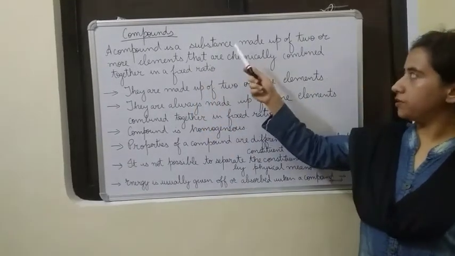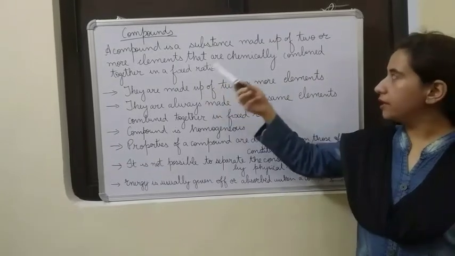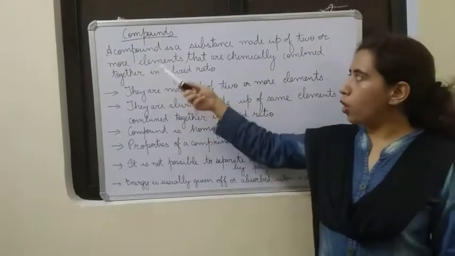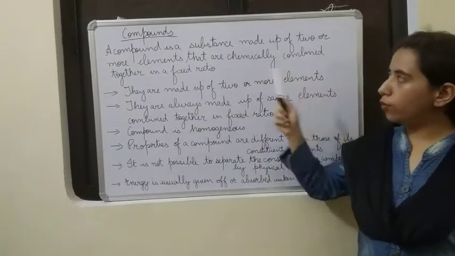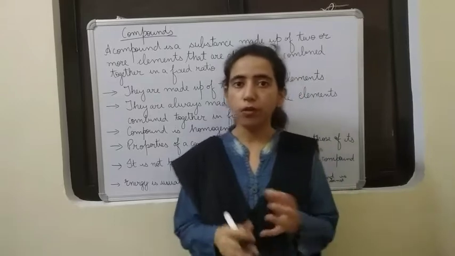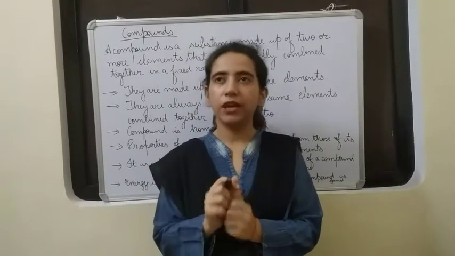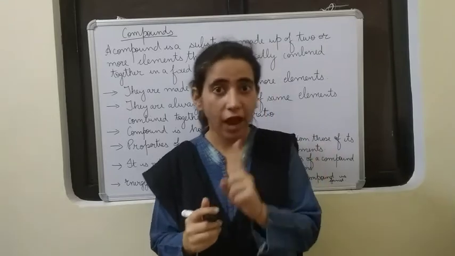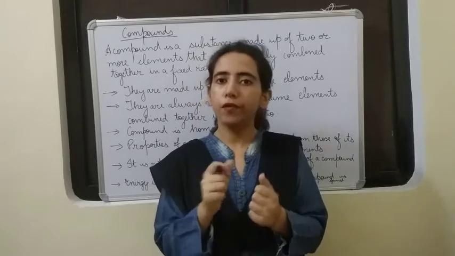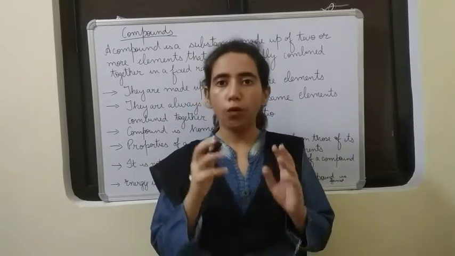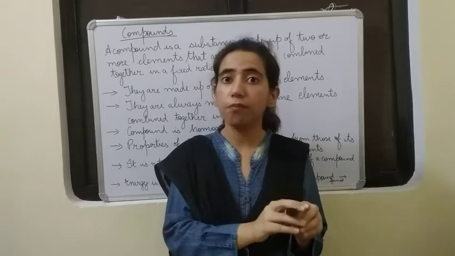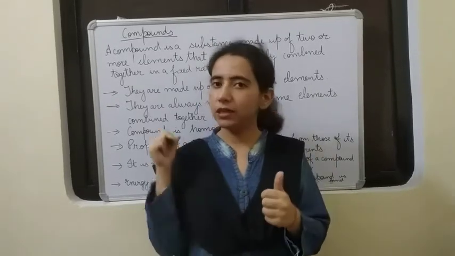A compound is a substance made up of two or more elements that are chemically combined together in a fixed ratio. See that once again. A compound is a substance made up of two or more elements that are chemically combined together in a fixed ratio. That means the compound is made up of two or more elements. When I say it is made up of more than one kind of atom, that means it is made up of more than one kind of element, isn't it? So it will be formed by the combination of two or more types of elements, chemically combined in a fixed ratio. That point we will see in the characteristics.